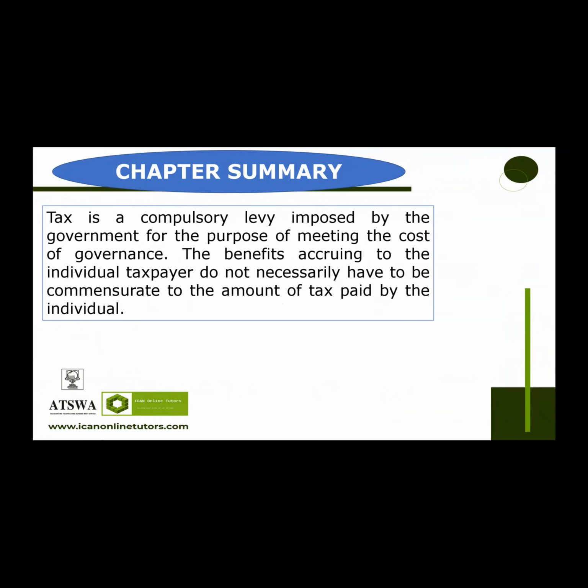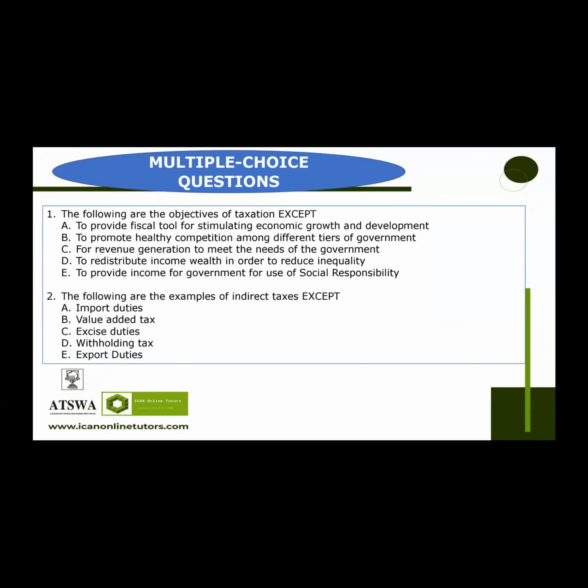So in summary, tax is a compulsory levy imposed by the government for the purpose of meeting the cost of governance. The benefits accruing to the individual taxpayer do not necessarily have to be commensurate to the amount of tax paid by the individual. Okay, so we have multiple choice questions and we have short answer questions and assignments for you guys. So now let's take the multiple choice questions.